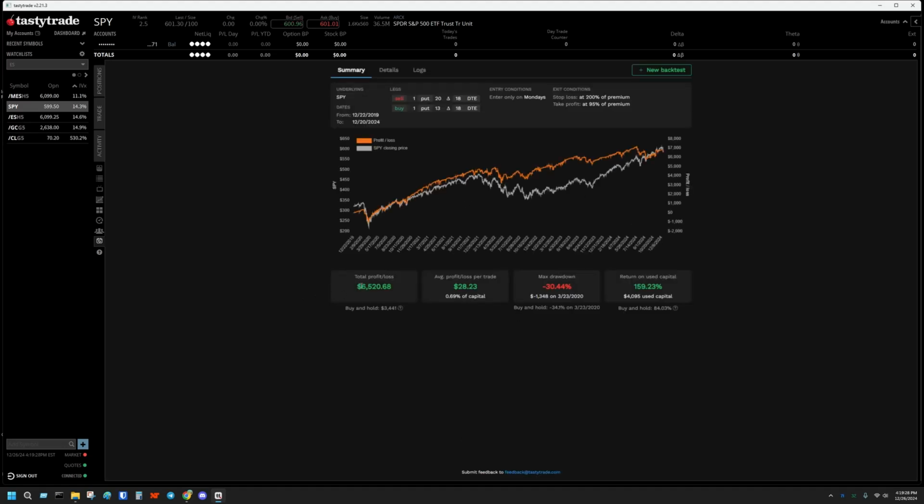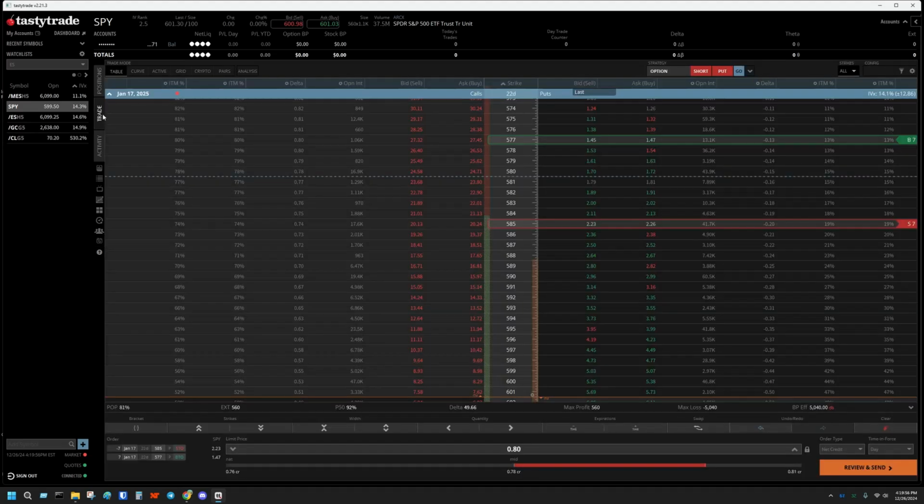There you go. So buying and holding SPY with the same amount of capital would have netted you $3,400. With this strategy, $6,500. It has less max drawdown, so 30% versus 34% for buy and hold, and it has almost double the profit. With buy and hold, 84% return over that 5-year period. With this strategy, 159% return. So it's a profitable strategy. It just requires a little bit of capital.